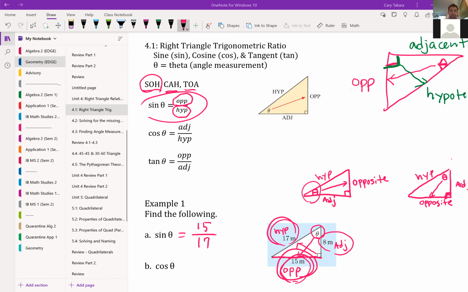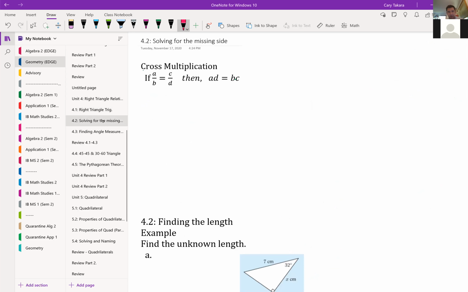All right, so that's what we did yesterday. And today we're going to take it further into solving for a missing side. But before we dive into solving equations, I want to briefly talk about cross multiplication. I don't know if you have used this before, but it comes in very handy, especially in the type of question that we are going to do today.